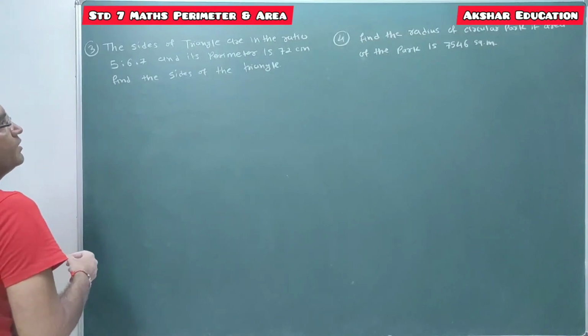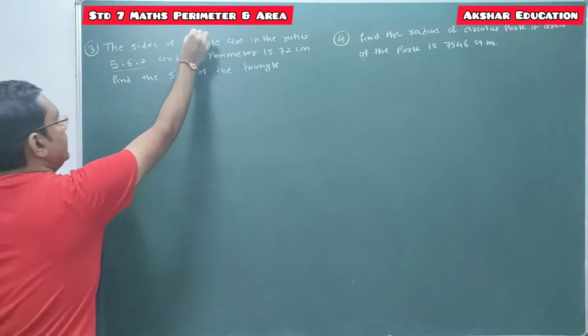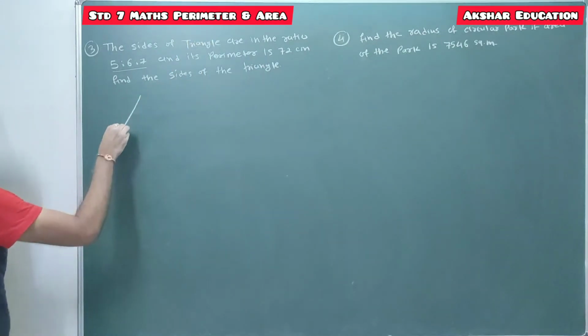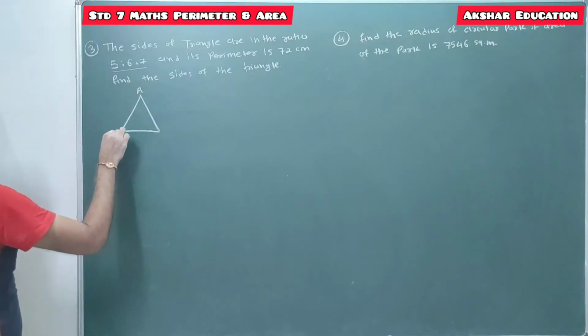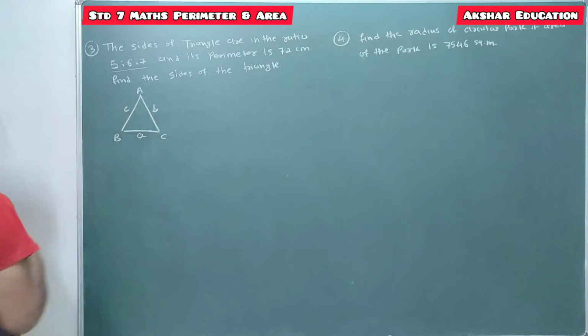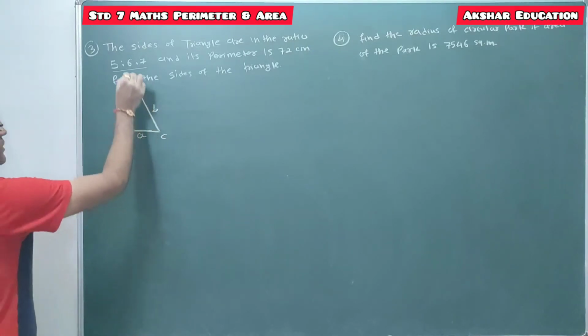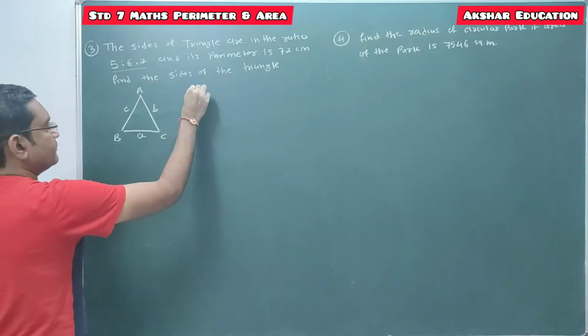Question number 3. The sides of triangle are in the ratio 5:6:7. What are we given? Triangle. So let's draw one triangle. 3 sides of triangle are given. So triangle ABC, and the measure of each side is small a, small b and small c. So these 3 sides are in the ratio 5:6:7, and perimeter is given.